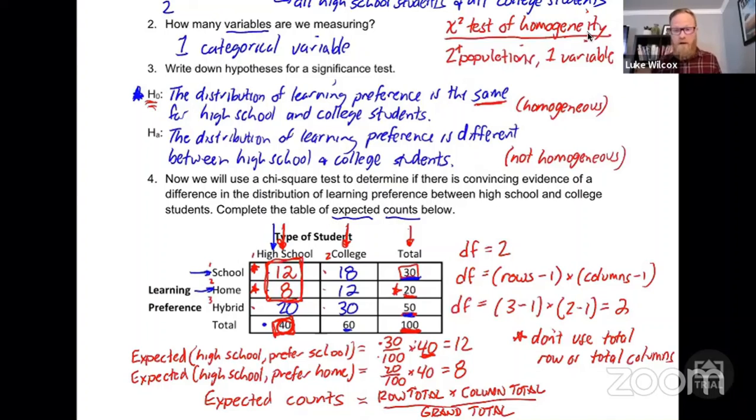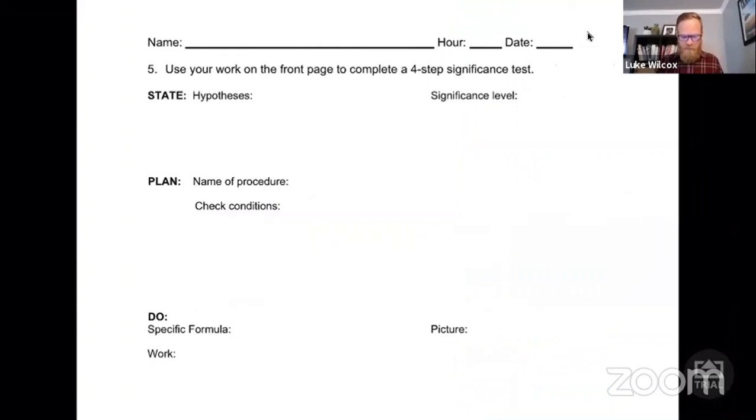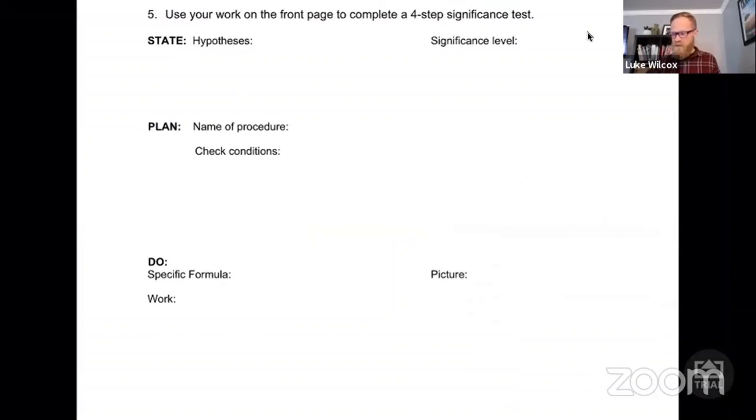Okay, so we now have all of our expected values, and it turns out that the significance test that we're about to do, the chi-squared test, it's going to look very, very similar to what we did yesterday with the chi-squared goodness of fit. Same formula, very similar calculations, find the p-value the same way. But I want to make sure that we know how to write that up in the full 4-step process here. So this is the same process that I used yesterday. We call it state, plan, do, and conclude. So let's jump right in.